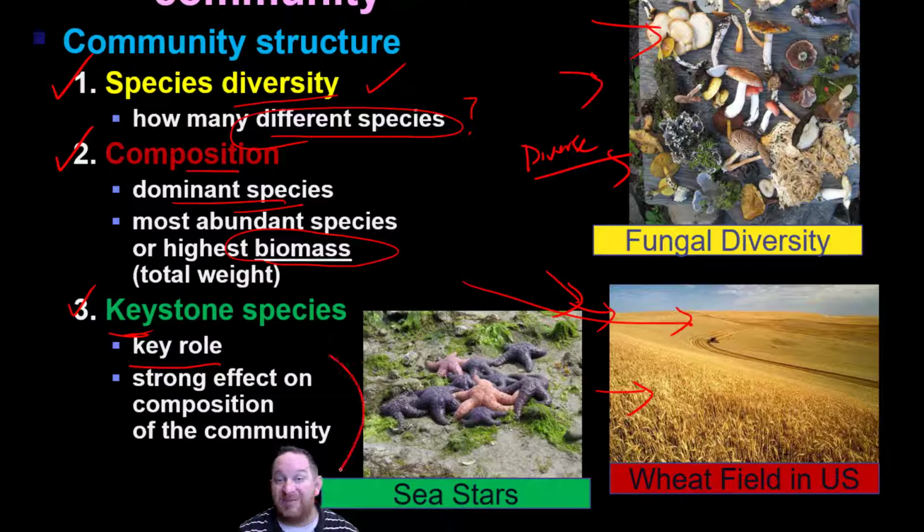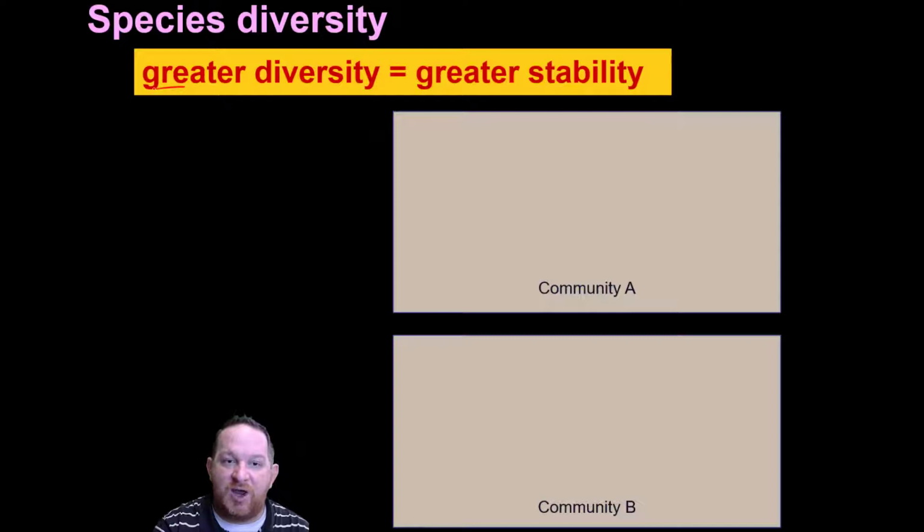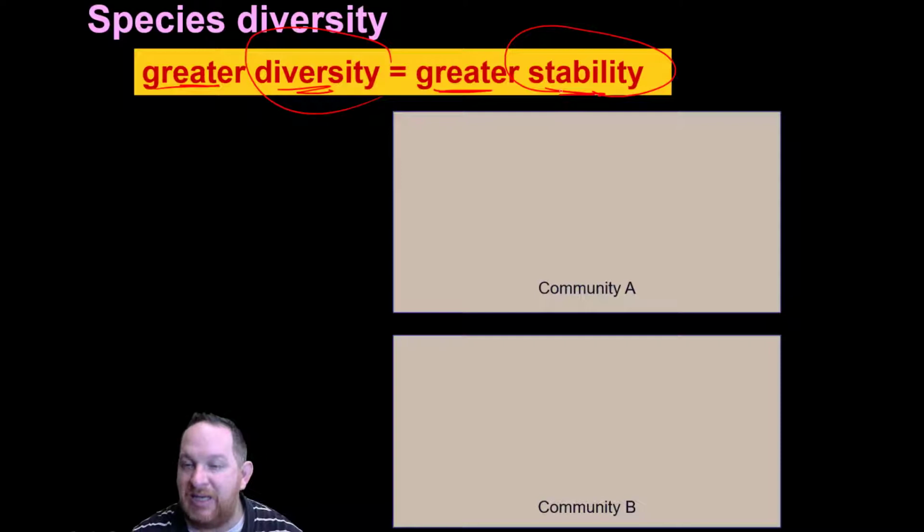So let's start by talking about species diversity. What we know is that in ecology, greater diversity equals greater stability. So the more diverse a population is, the more stable that community is.